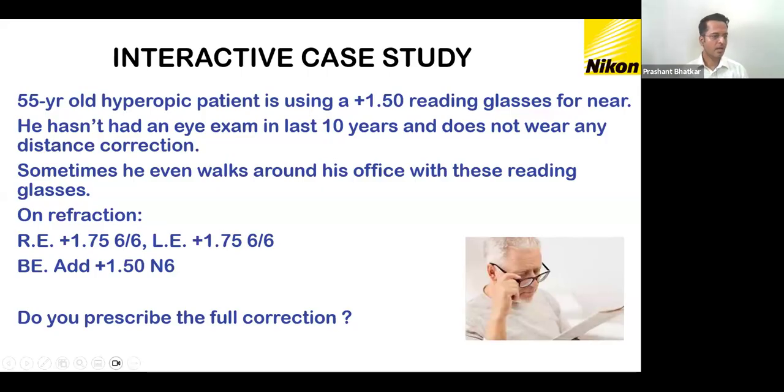Okay, I have an answer from Rakesh. He says, I will not prescribe the full correction for distance. Great. Can I have some more answers? Can you guys just keep typing? Rakesh, can you elaborate a little more? What would you like to do? And all others also, write what you would do.